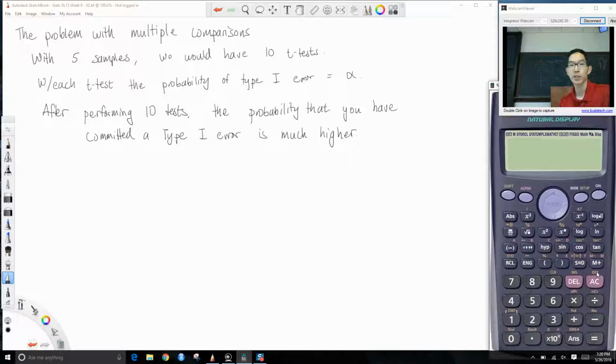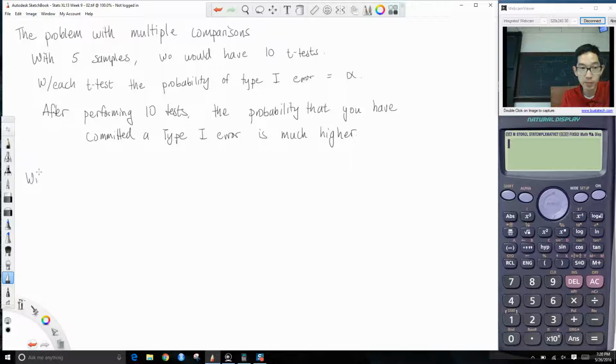By using ANOVA, we have only one null hypothesis, and so the overall probability of a type 1 error is just our alpha for the test.